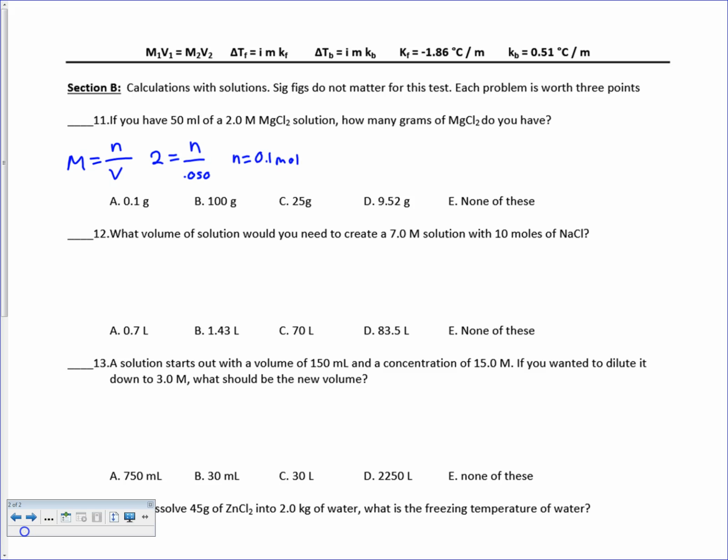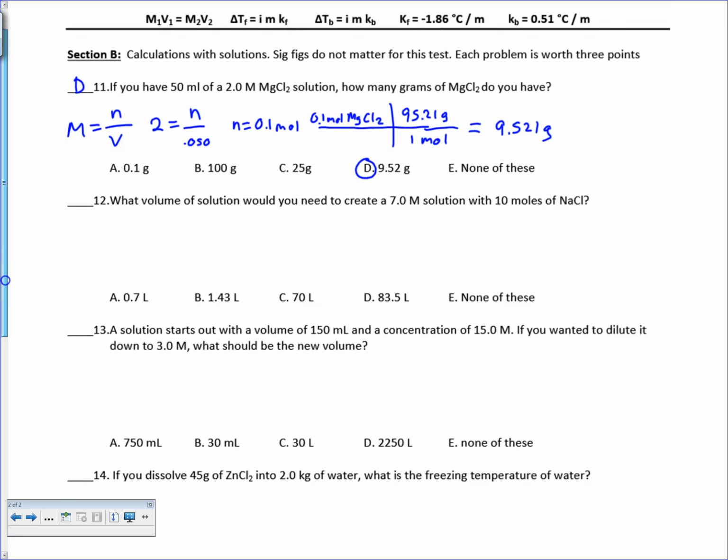Then we've got to get that to grams. So if we've got 0.1 moles of MgCl2, you can look up on the periodic table the molar mass of MgCl2. It's 95.21 grams of MgCl2 in 1 mole. All right, multiplying those by each other, you get 9.521 grams. Looking at the list, looks like we are talking about answer D.